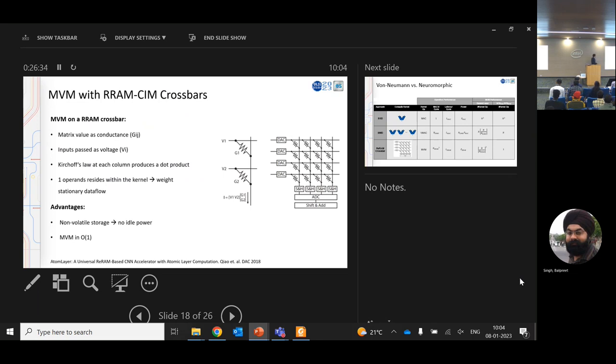And the advantage is, first, it's a non-volatile storage, so you can power it off and power it on. So that's really cool for IoT devices, for instance. That is a huge promise of this technology.